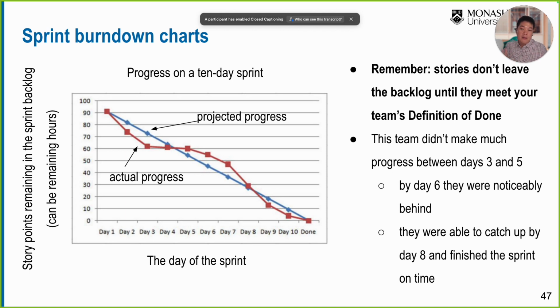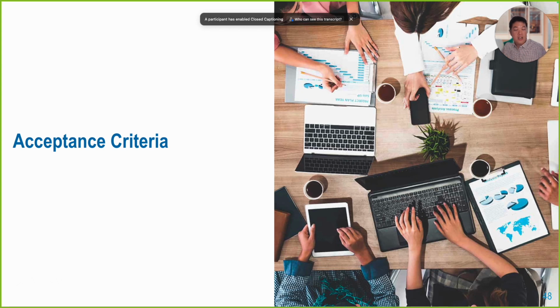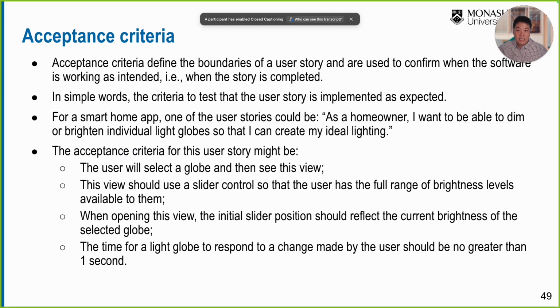What does it mean by the definition of done, and how can we test whether we deliver the user story completely or not, right? So to do that, normally each user story must have the acceptance criteria. What it means is that it defines the boundaries of the user story, and it is used to confirm whether the software is as intended or not, or whether the user story is completed or not. That's the acceptance criteria, okay? And in simple words, the criteria is used to test whether the user story is implemented as expected or not.